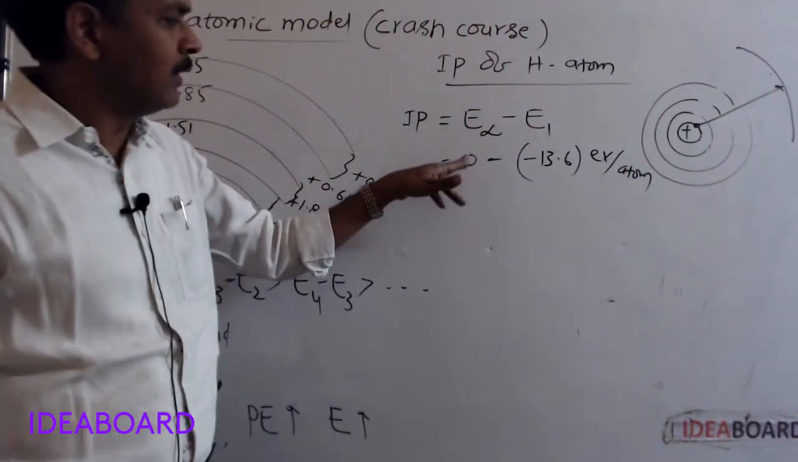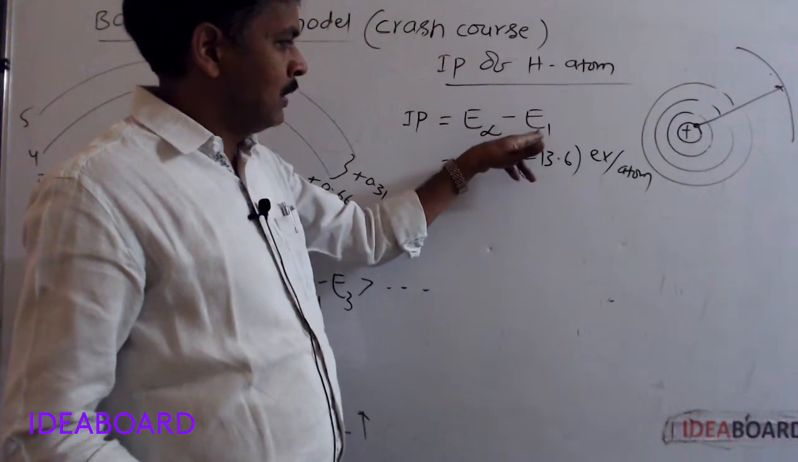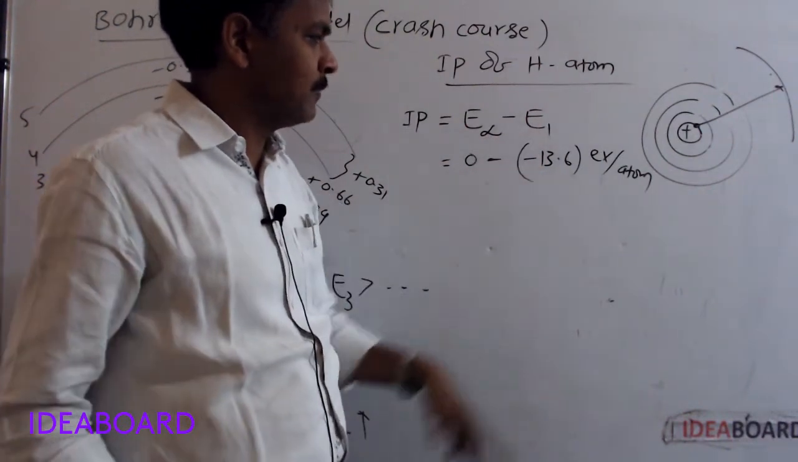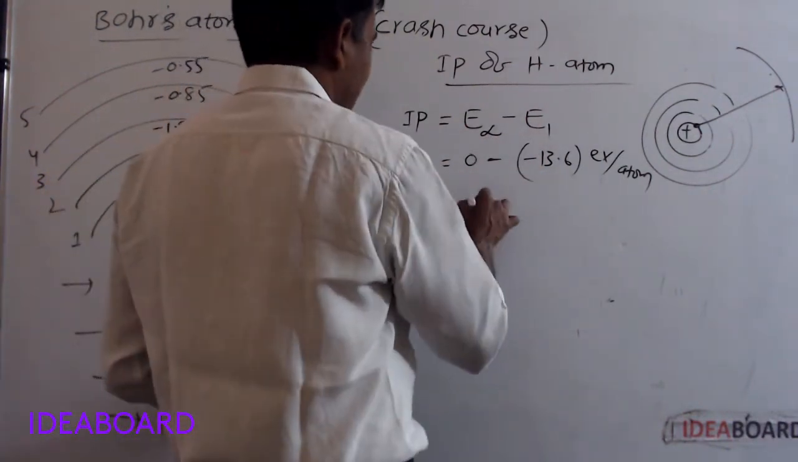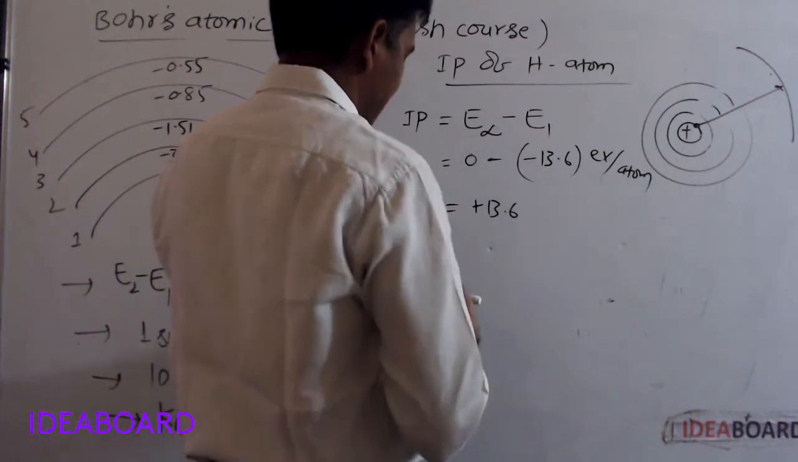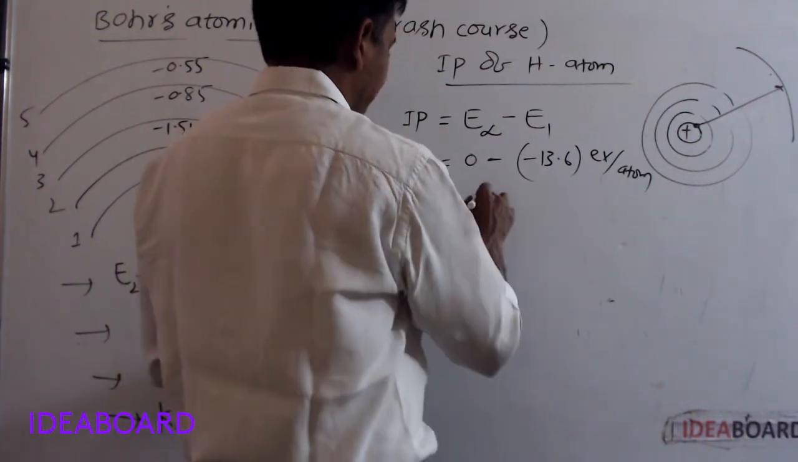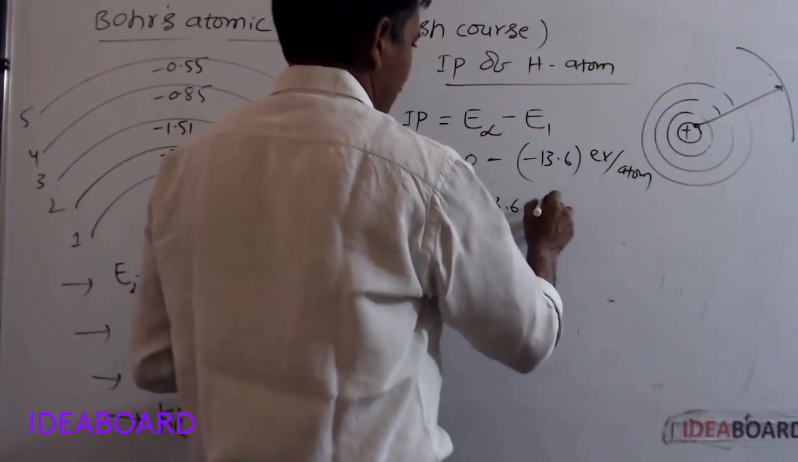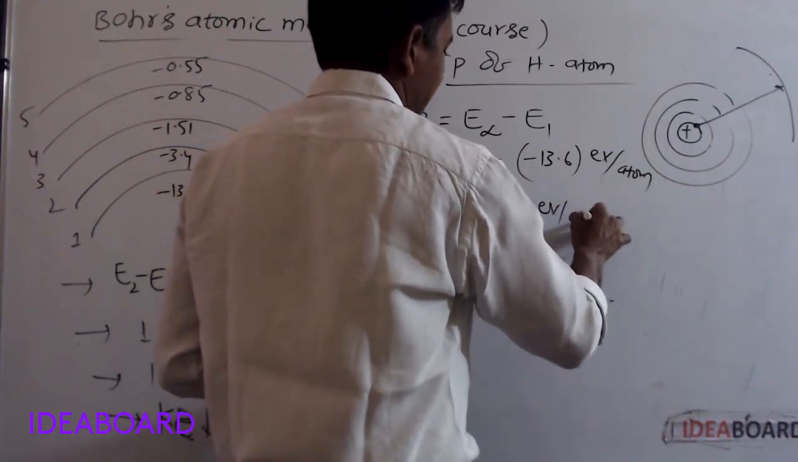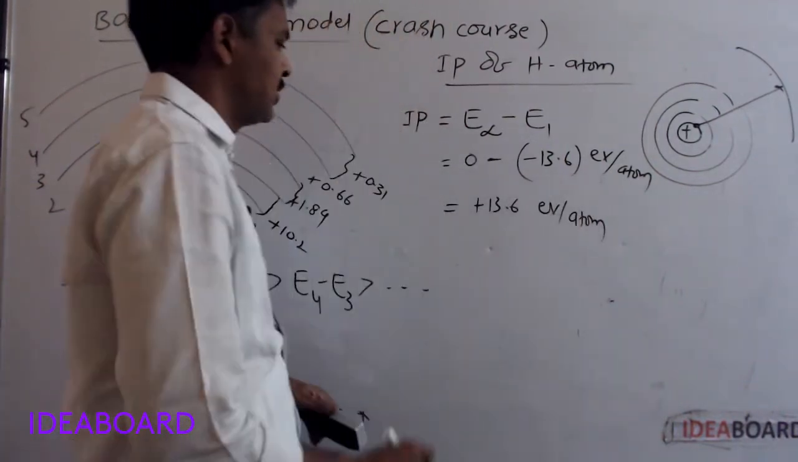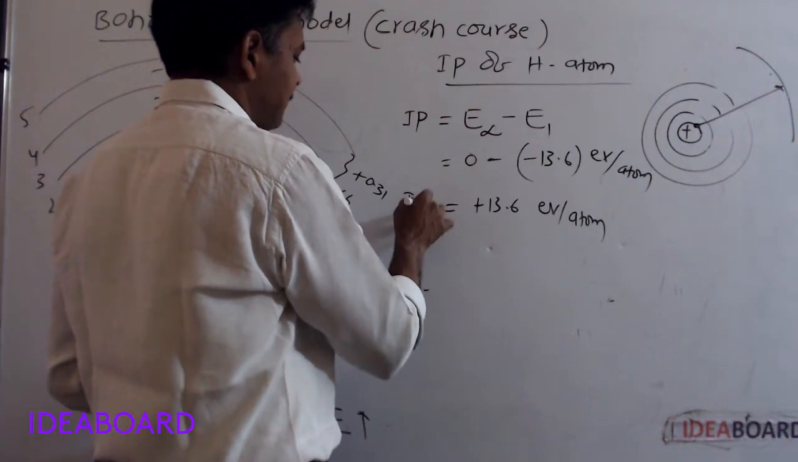In the infinite orbit, 0 minus, in the first orbit, minus 13.6 electron volts per atom. Then plus 13.6 electron volts per atom. This is the IP of hydrogen.